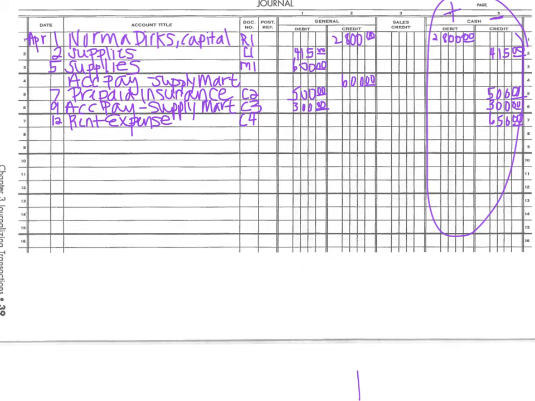And remember, expenses decrease capital, so any expense is always going to be a debit. If you can remember that now, it's going to help you later on. Expenses are always debits. So we need to debit our rent expense for $650.